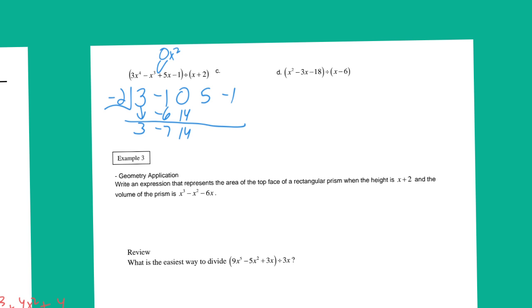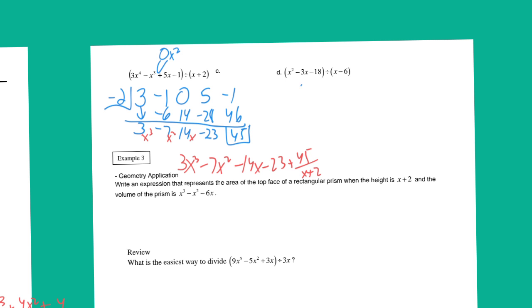-2 times 14 is -28. That makes negative 23 when you do the math. -2 times -23 is 46, and 46 plus -1 is 45. So that means it has a remainder of 45. And when you go to put the letters back in, this is the constant, this is the x, this is the x squared, this would be the x cubed term. So you have to rewrite it: 3x cubed minus 7x squared plus 14x minus 23 plus 45 over x plus 2. If you did long division, you should get the same answer. It's just a lot faster and uses a lot less paper if you use synthetic, if you can.